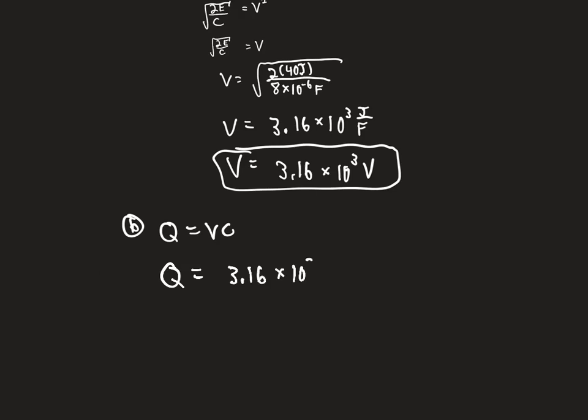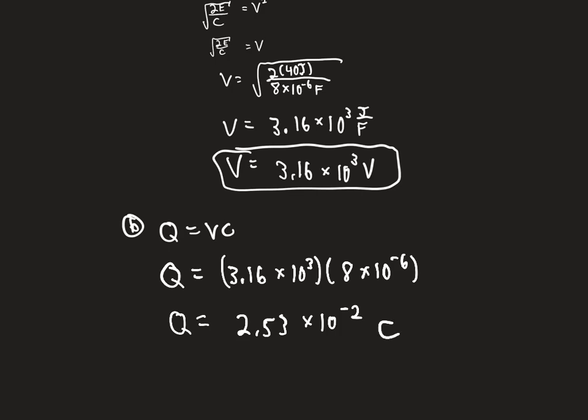3.16 times 10 to the third times the capacitance, 8 times 10 to the negative 6. Multiply those together, you get 2.53 times 10 to the negative 2. What are the units on the charge? Yeah, coulombs.